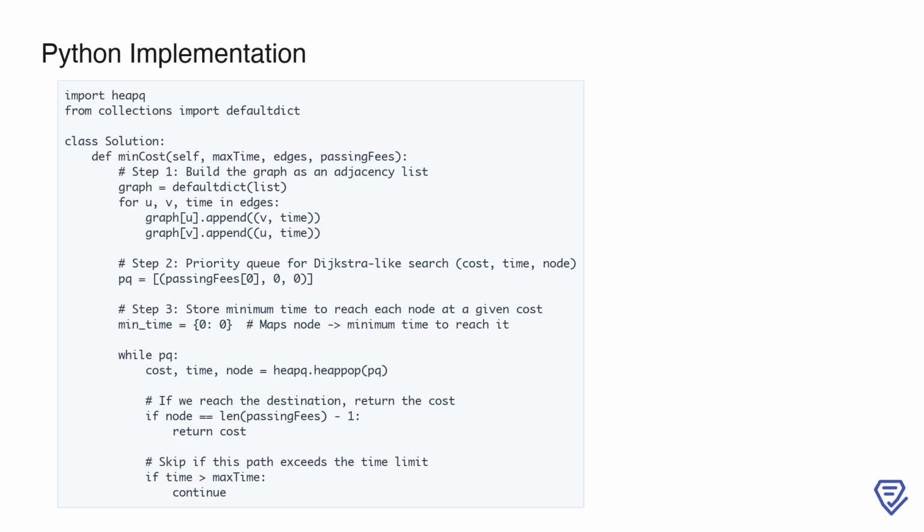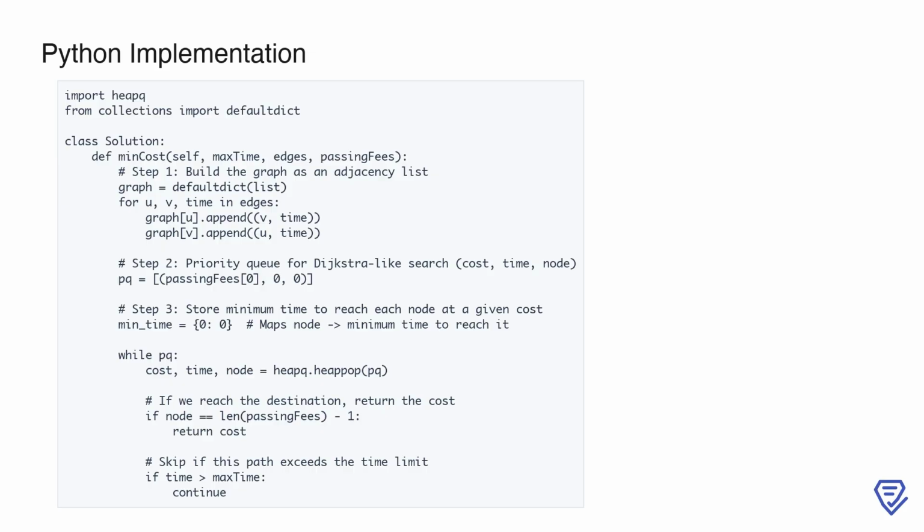To solve the problem, we first import the necessary modules: heapq for managing the priority queue and defaultdict for creating our graph representation. Next, we define the min_cost method within the Solution class. Our goal is to calculate the minimum cost to reach the destination within the given time limit. For this, we start by building the graph as an adjacency list, where each node is connected to its neighbors with their respective travel times. This is achieved through the loop that iterates over the edges list and populates the graph.